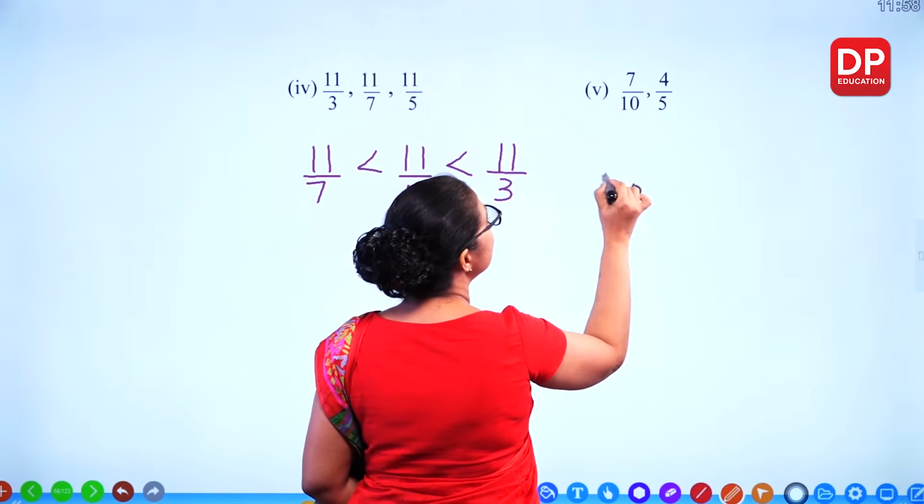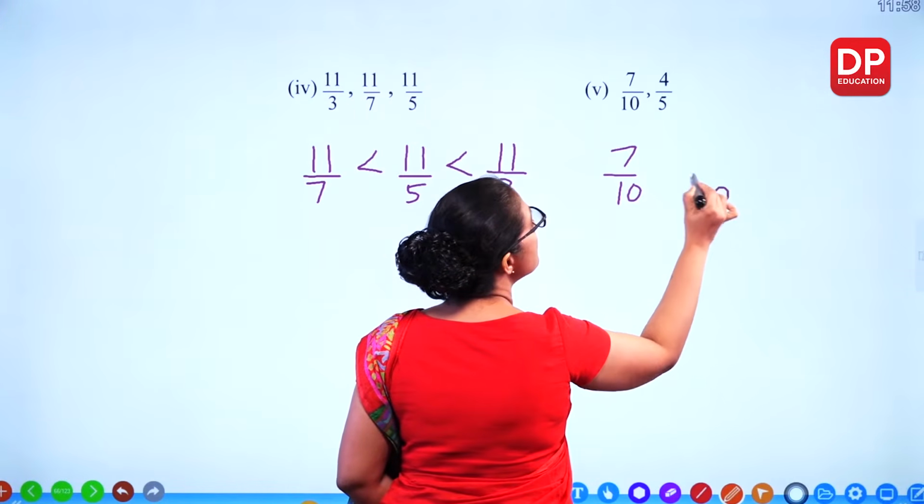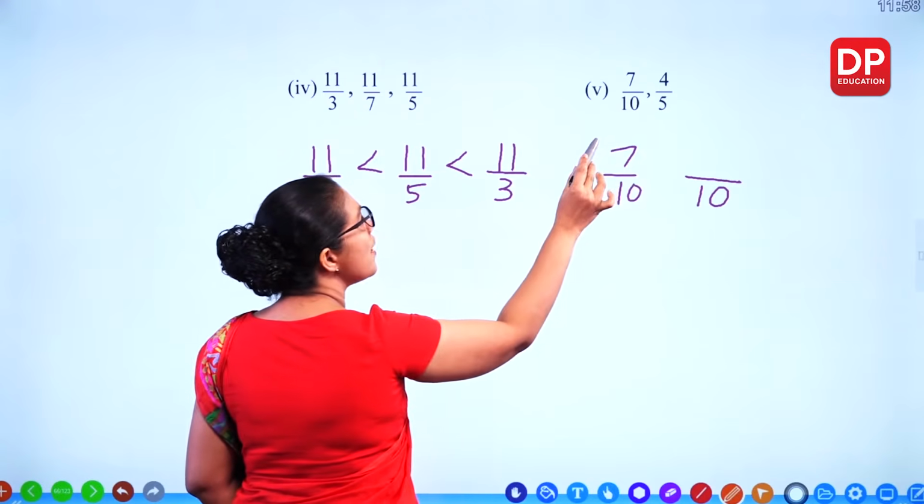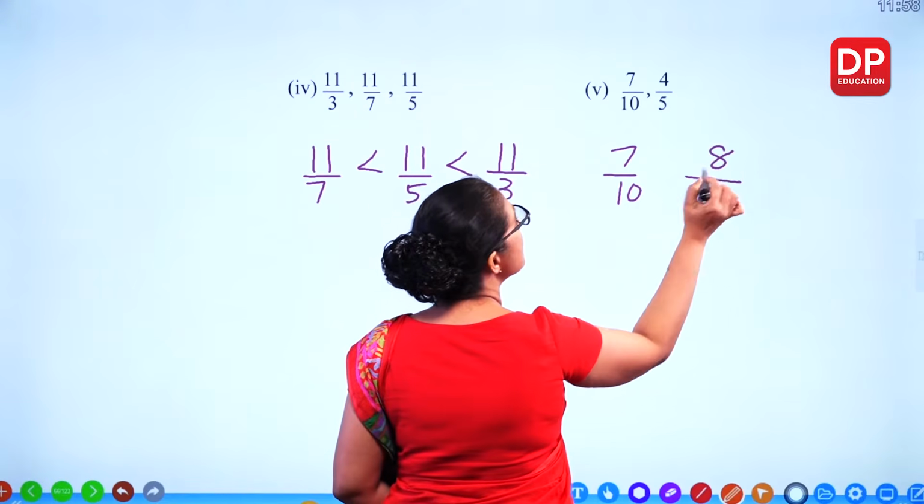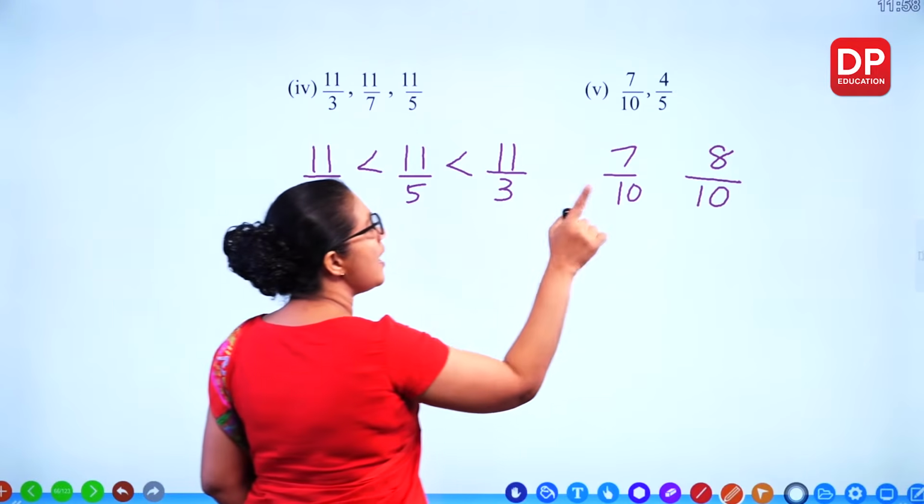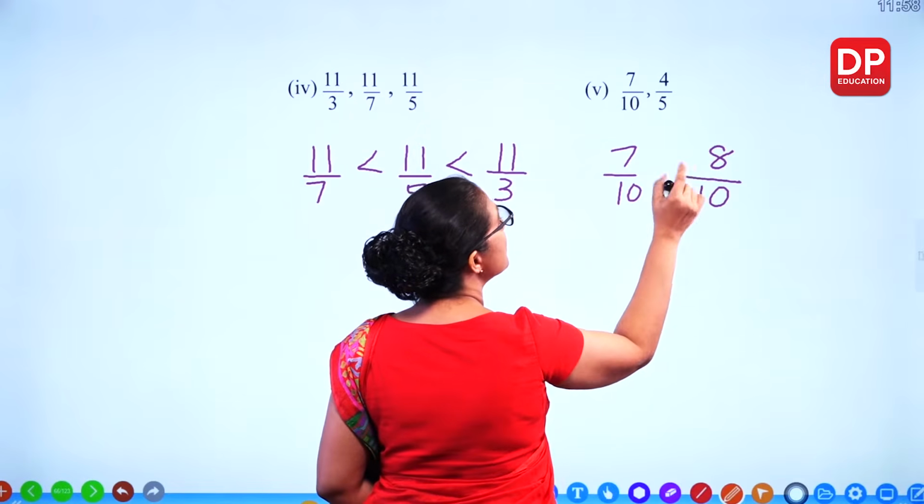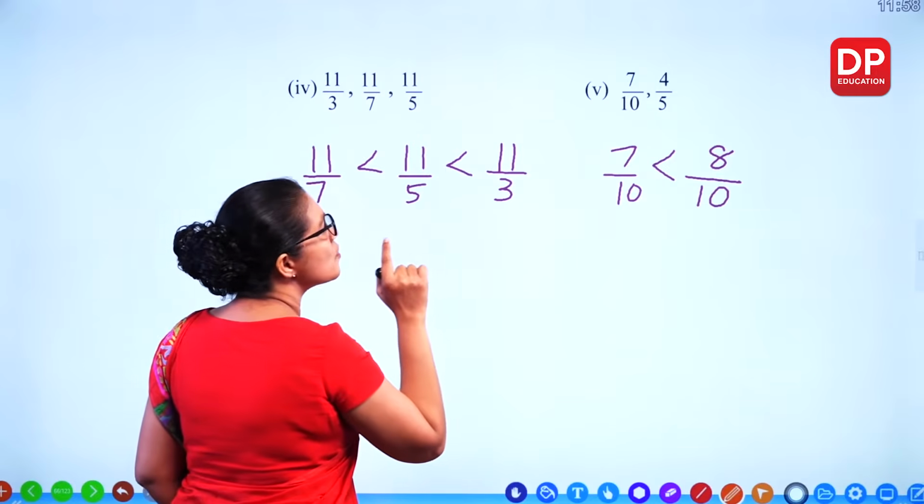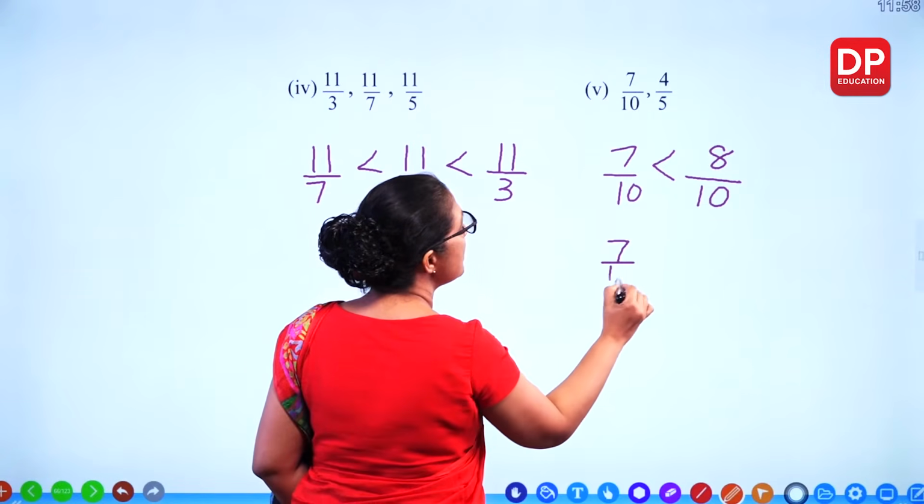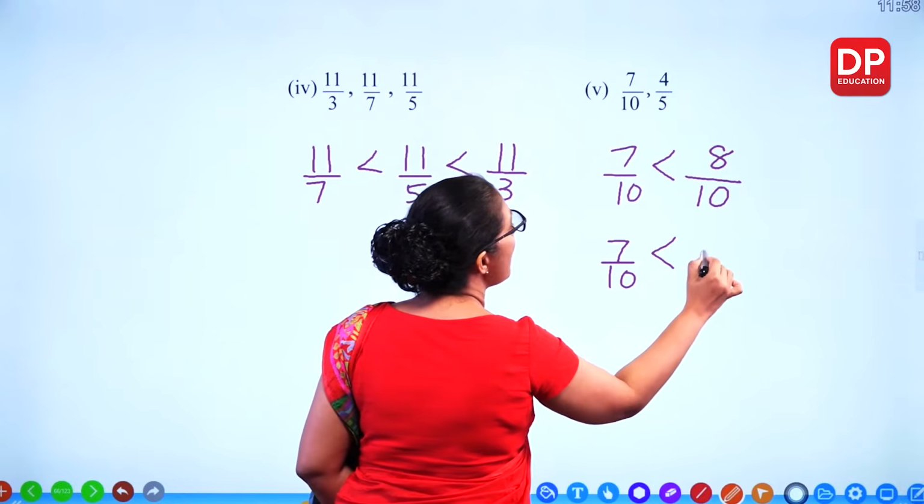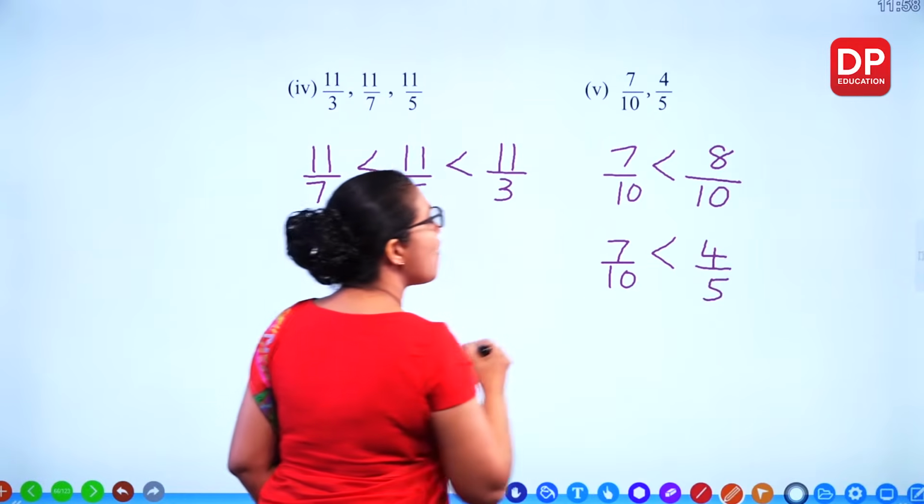So 10. This one, 10, that means multiply by 2. 2 times 4, 8. Which one is bigger? 8 or 7? 8 is bigger. So we can write 7 over 10 is smaller than 4 over 5.